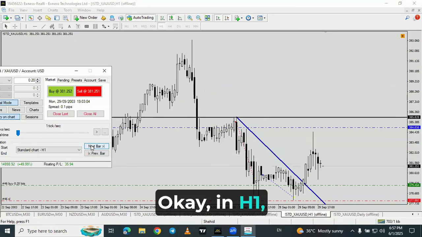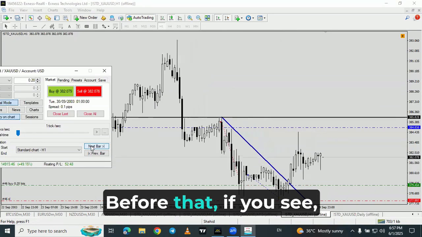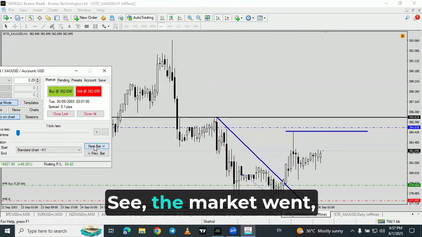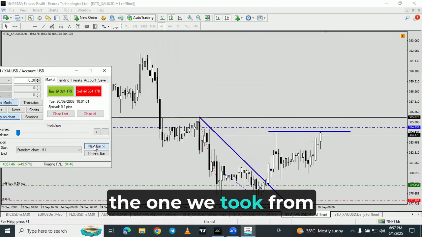Okay, in H1 the market is tapping something. Before that, if you see, liquidity is forming again here. So we see it picking this. See, the market went, first target done, the one we took from below daily.